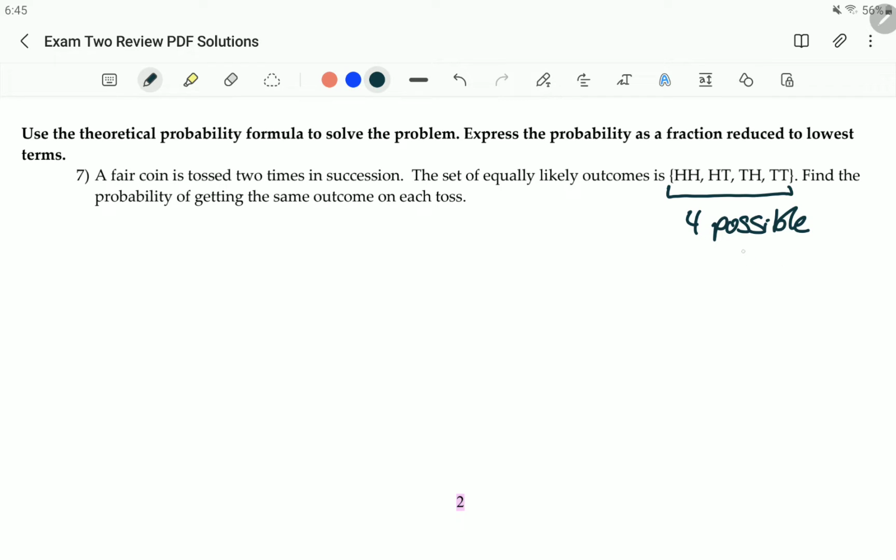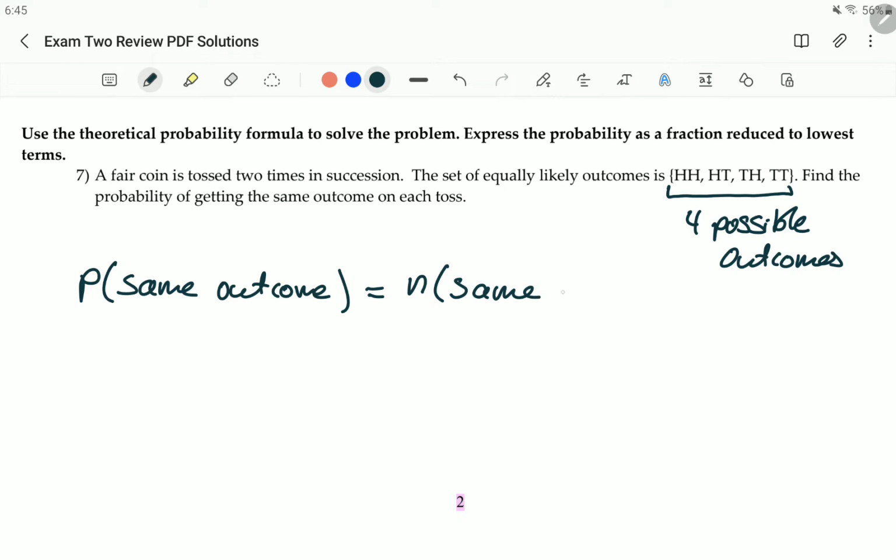Find the probability of getting the same outcome on each toss. So we want to find the probability of the event. Probability of same outcome. To find the probability of the same outcome, that's going to equal the total number of ways for the same outcome divided by the total number of possible outcomes.